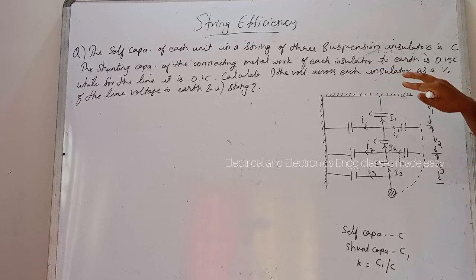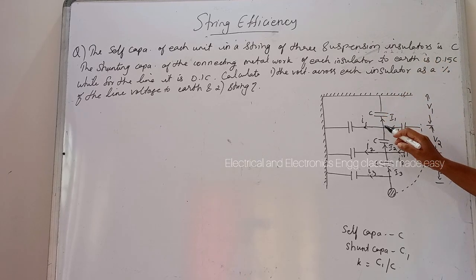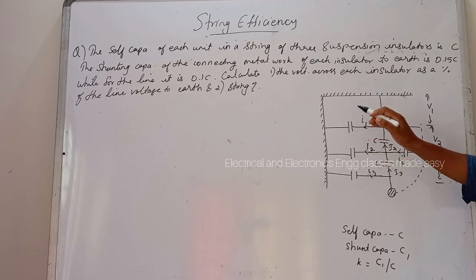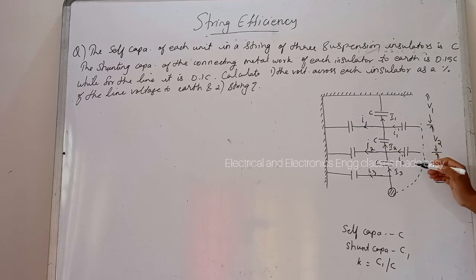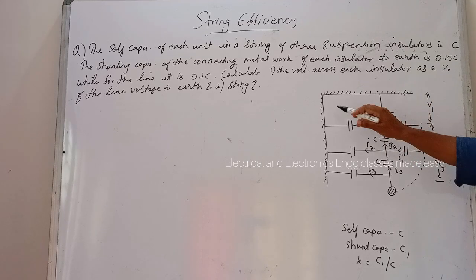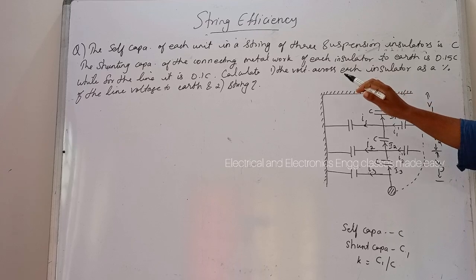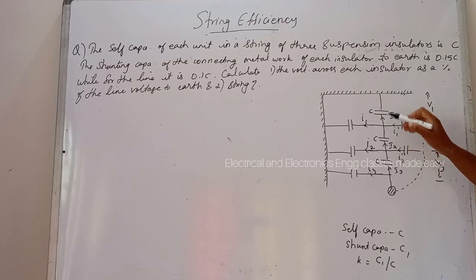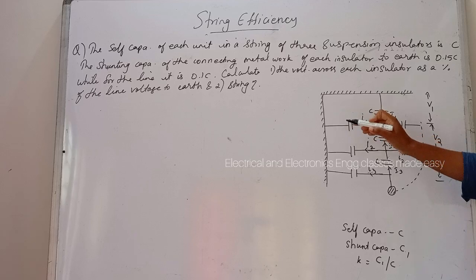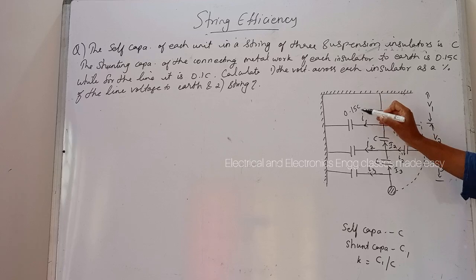Then the shunting capacitance of the connecting metal of each insulator to earth, that means it is this capacitance. So in the case of guard rings, there are two shunt capacitances. One is the metal connection to the earth or the tower and the other is to the line. So here the shunting capacitance of connecting metal work of each insulator to earth is given as 0.15 C.